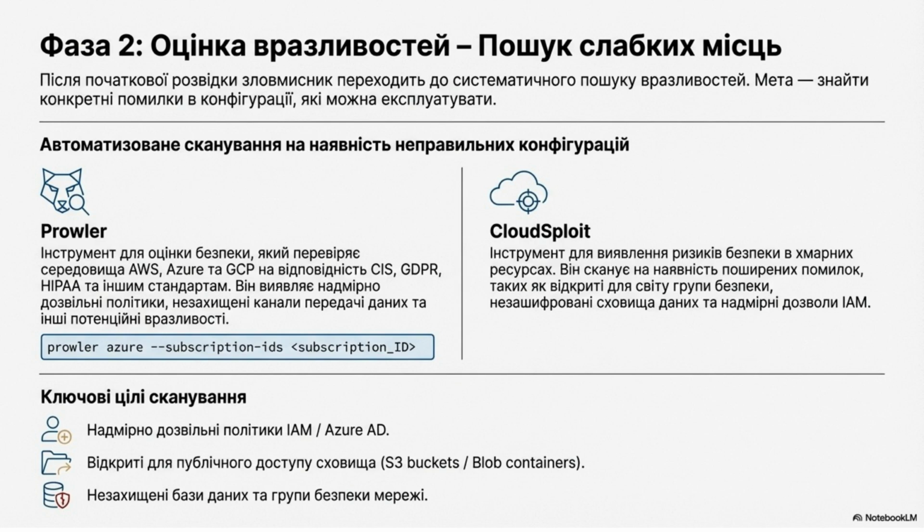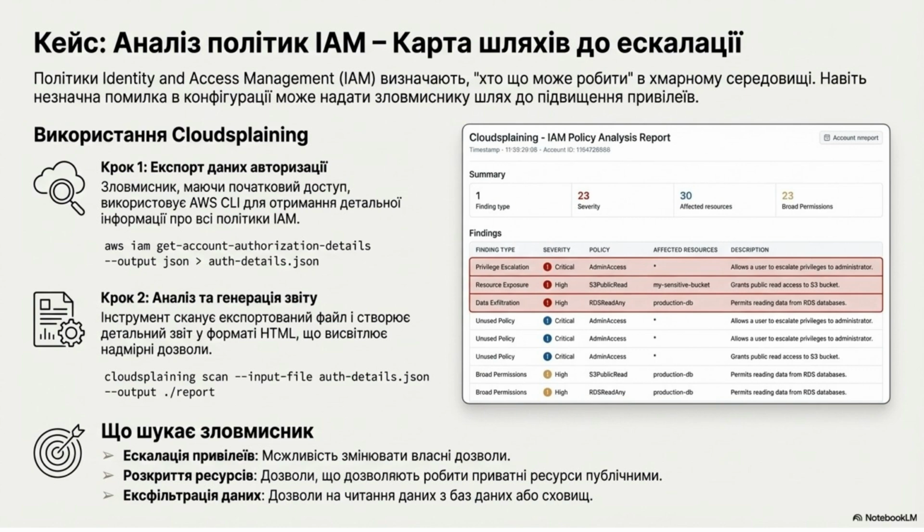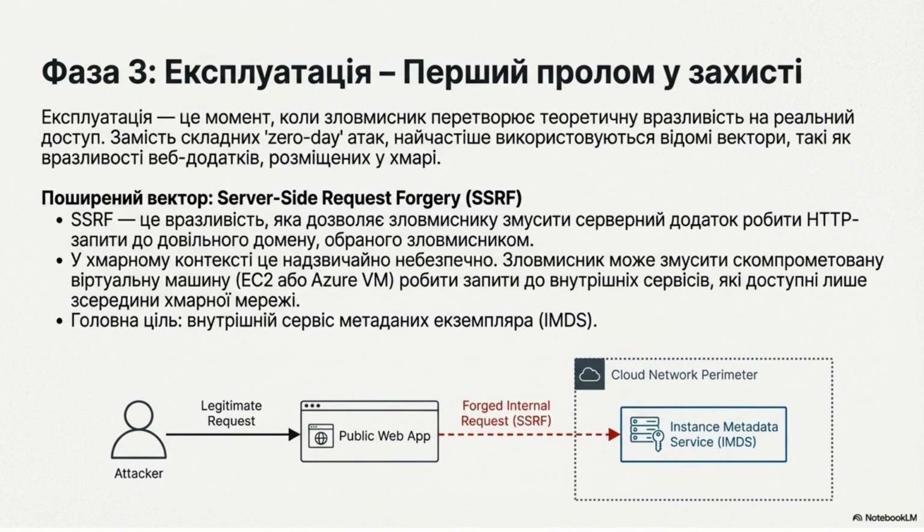Phase 2, vulnerability assessment. After reconnaissance, the attacker systematically searches for configuration flaws. Automated scanning with tools like Prowler and CloudSploit helps find vulnerabilities such as overly permissive IAM/Azure AD policies or publicly accessible data storage. A key step is analyzing identity and access management, or IAM, policies. Tools like cloud-splaining are used to export authorization data and generate reports that highlight excessive permissions, potential privilege escalation paths, and data exfiltration possibilities.